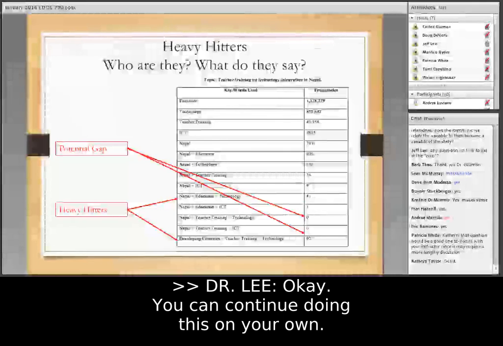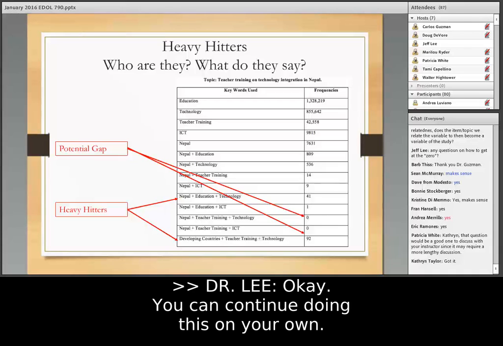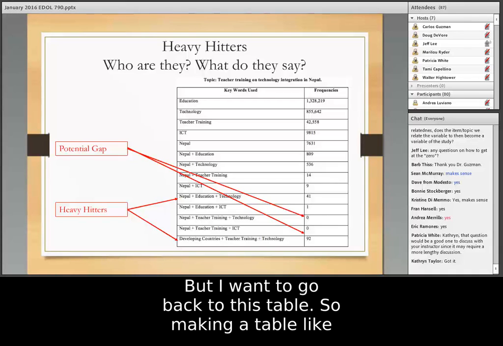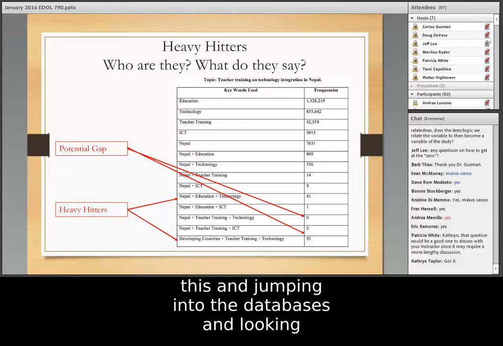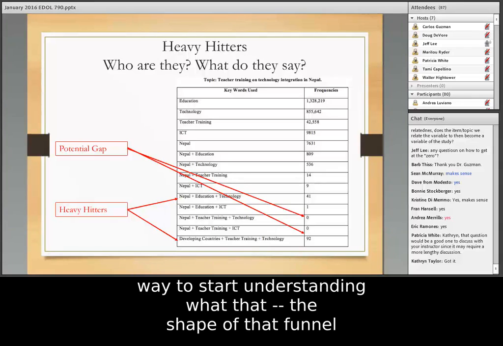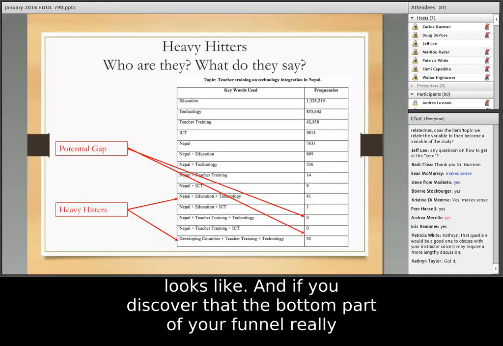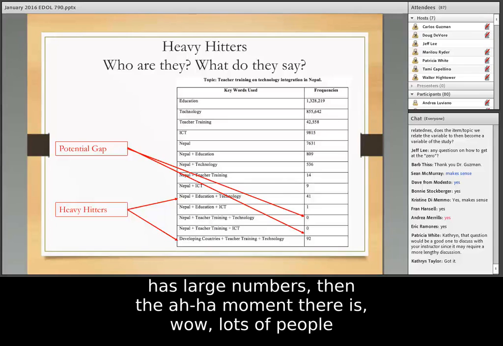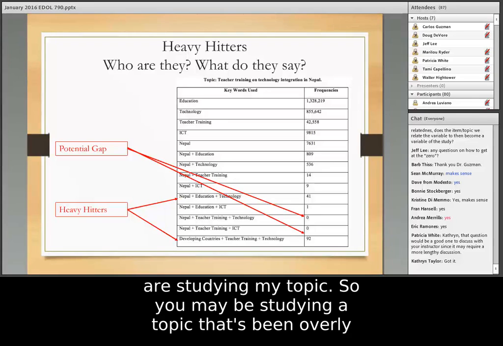Okay, you can continue doing this on your own, but I want to go back to this table. So making a table like this and jumping in the databases and looking at the frequency count, this is really a quick and easy way to start understanding what the shape of that funnel looks like. And if you discover that the bottom part of your funnel really has large numbers, then the aha moment there is, wow, lots of people are studying my topic.